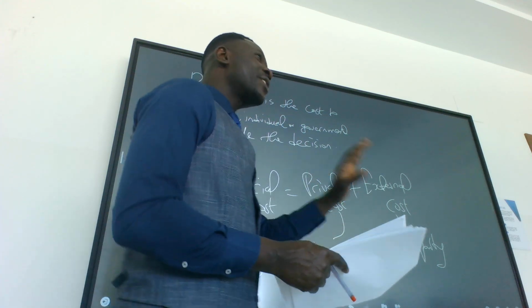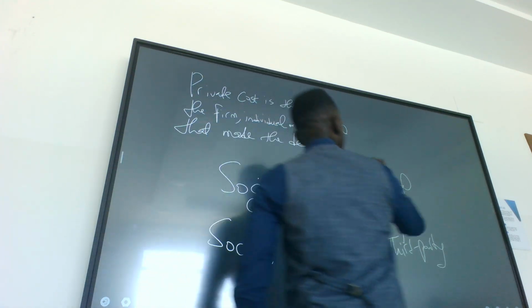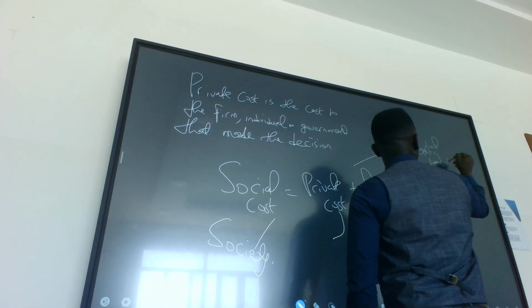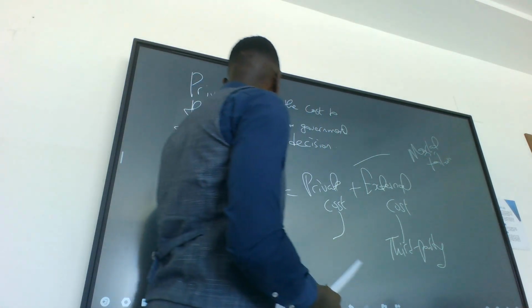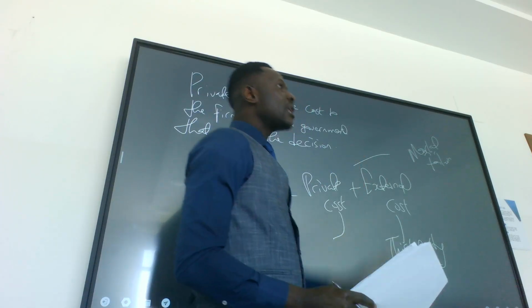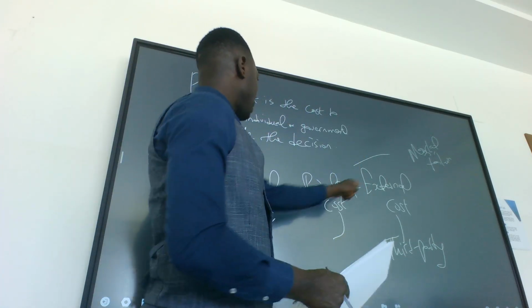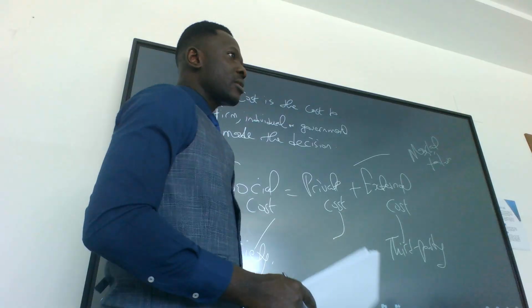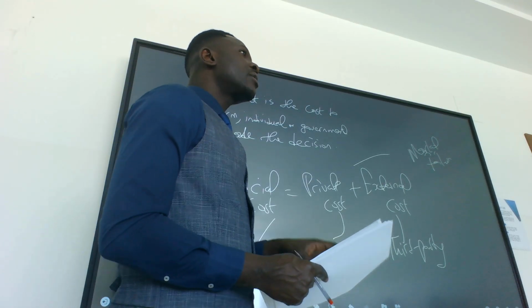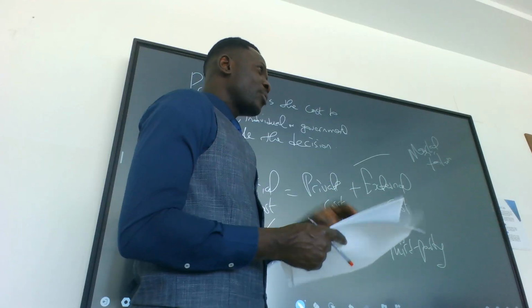Social cost, private cost, external cost. This is externality. This is the market failure. If your social cost is greater than your private cost, that's an externality, because external cost is social cost minus private cost. So how does this affect us? It affects you.